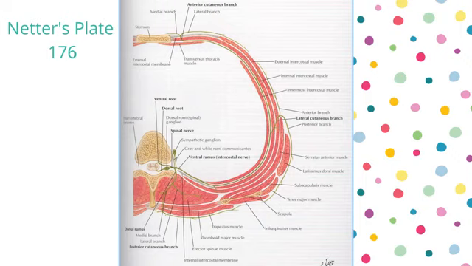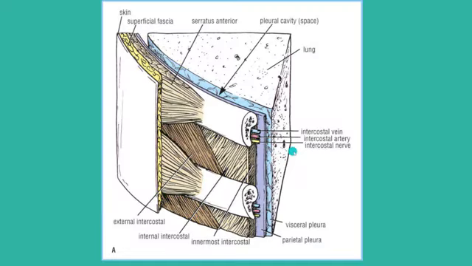And we can see that in this picture. It doesn't say posterior here, but the posterior intercostal vein, the posterior intercostal artery, and the posterior intercostal nerve. And this isn't 3D, but you can tell they're stacked on top of each other. The vein is most superior, the nerve is most inferior, and they're going to travel in that groove that we saw on the ribs that holds these structures.